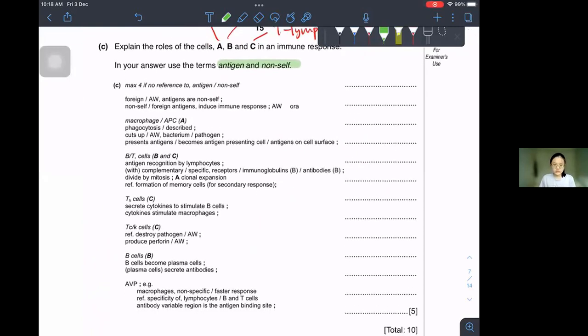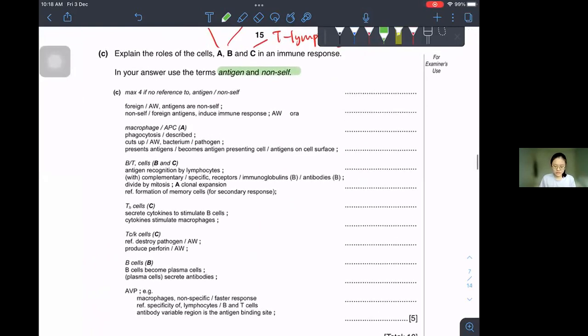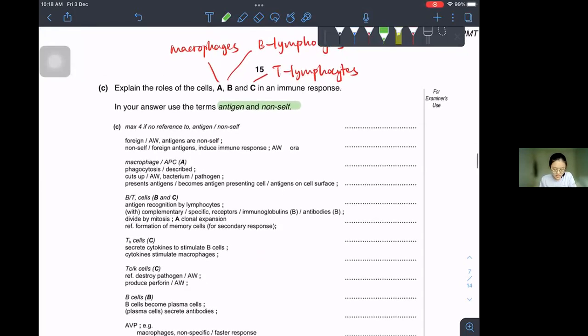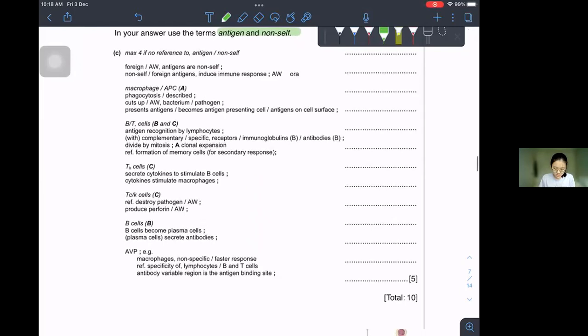I'll use this question to do a recap on the whole immune response process. So explain the role of the cells A, B, and C in the immune response. A is actually macrophages, B is B lymphocytes, and C is T lymphocytes. In your answer, use the terms antigen and non-self.